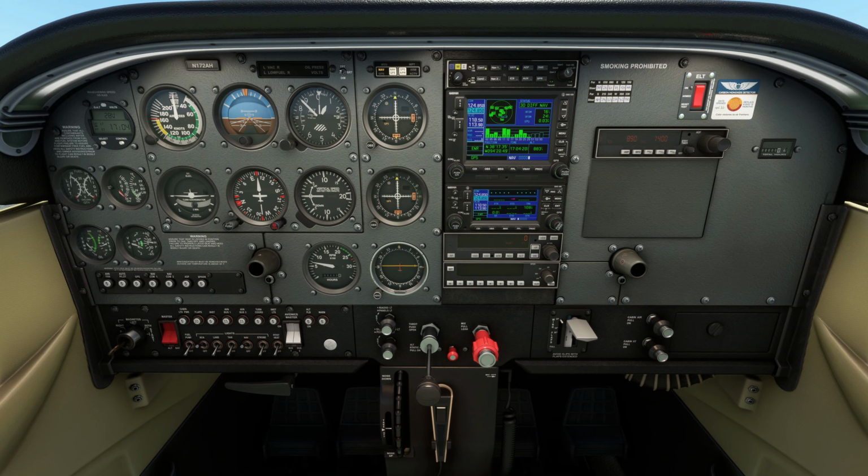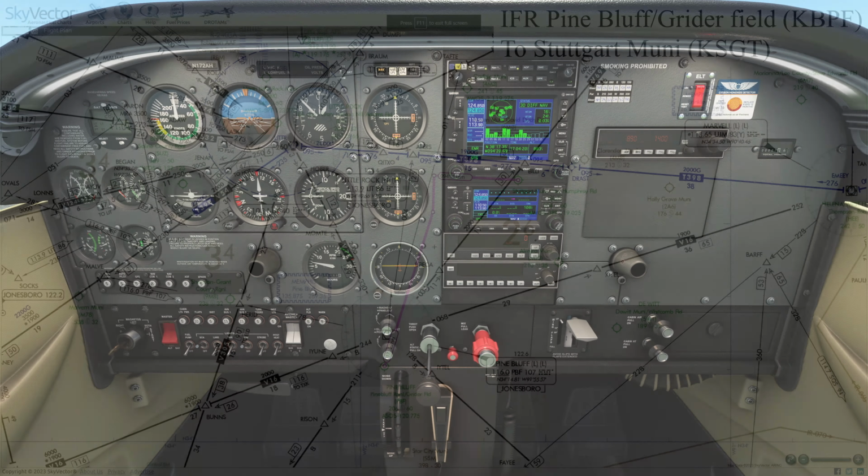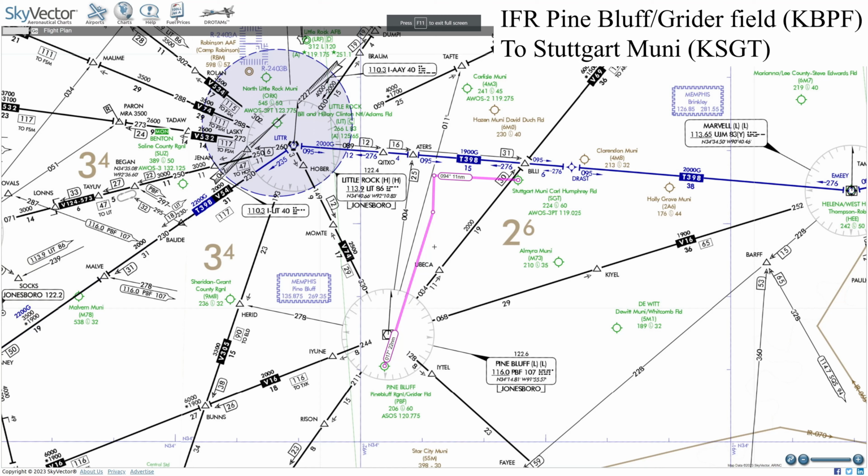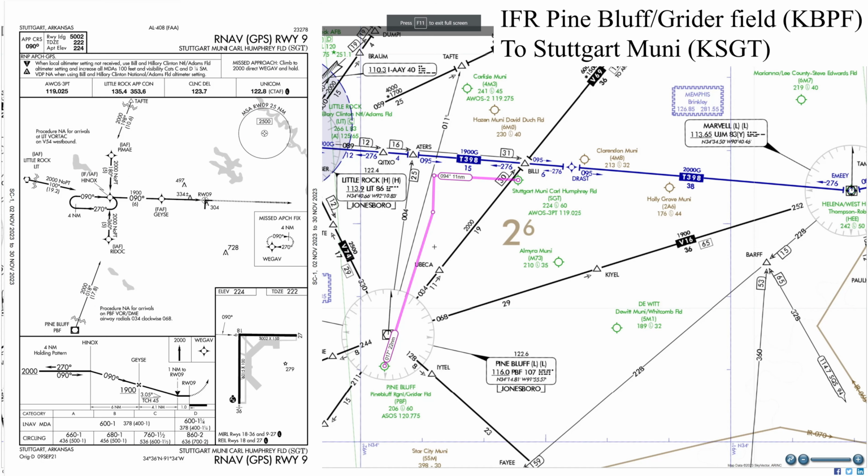To demonstrate how to fly one of these approaches, we'll use the analog Cessna 172 Classic available in the deluxe edition of the sim, which is equipped with the GNS 530 and 430. We'll use it to fly a short IFR flight from Pine Bluff Airport in Pine Bluff, Arkansas, identifier Kilo Bravo Papa Foxtrot, to Stuttgart Airport in Stuttgart, Arkansas, identifier Kilo Sierra Golf Tango, where we'll fly the RNAV GPS approach to runway 9 using the LNAV minimums. We'll turn off the WAAS or SBAS capability of the GPS so we receive no vertical guidance on the approach.